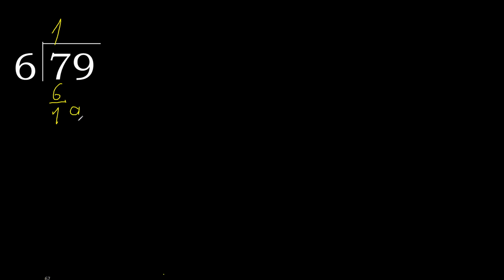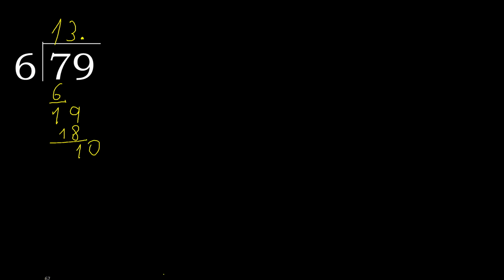Next, 19. 6 multiplied by 4 is 24, which is greater. 6 multiplied by 3 is 18. Okay, that is not greater. 19 minus 18 is 1. Next, there is no number left, therefore we complete it always with 0. Here, put the point, complete with 0, point, okay?